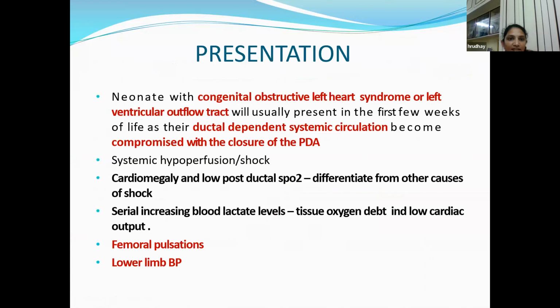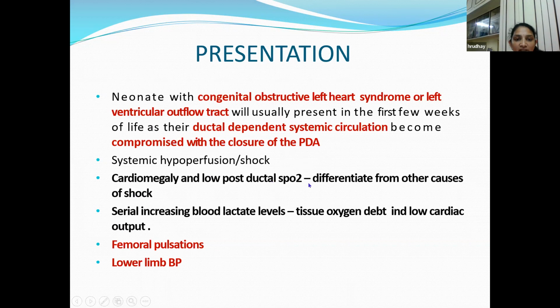So usually they present with congenital obstructive left heart syndrome or left ventricular outflow tract obstruction. They will usually present in the first few weeks of life. As the systemic circulation is duct-dependent, it becomes compromised with the closure of the PDA, so they may present later in life also. So how do they present? As I have mentioned earlier, they present with systemic hypoperfusion or shock.